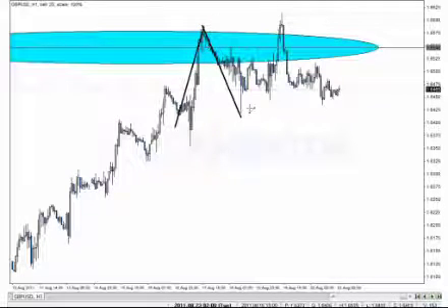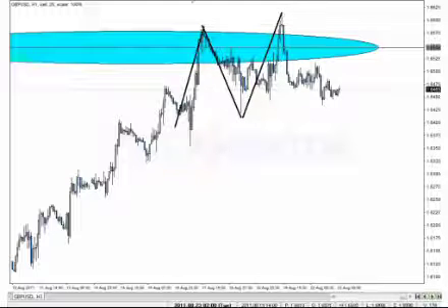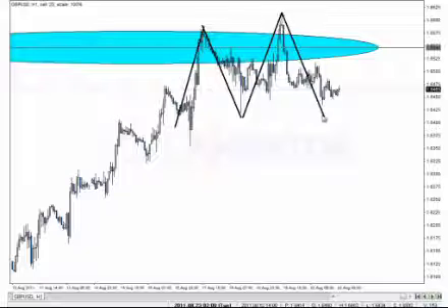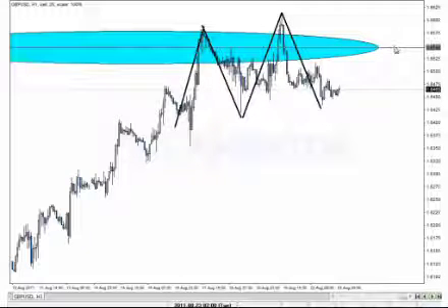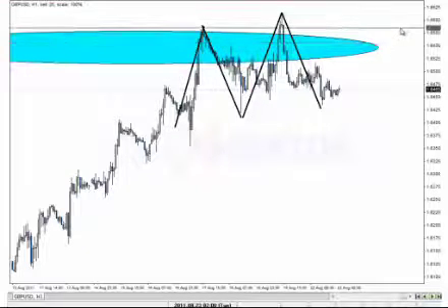You can see this left shoulder, the possibility of the head, and you'd look up towards that right shoulder area there if you're trading the head and shoulders pattern. Okay, so it just adds an extra bit of weight to this area. Just want to clear this off.